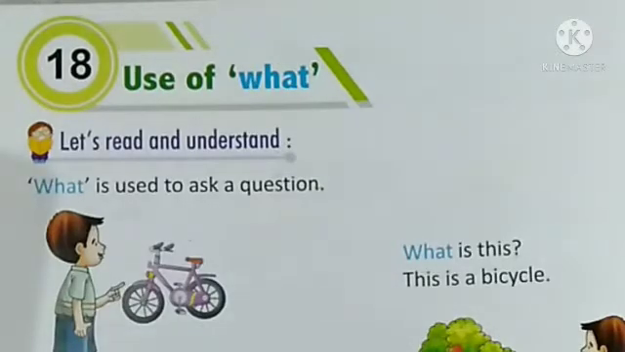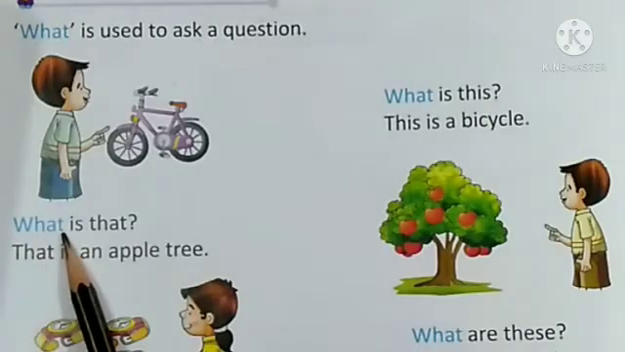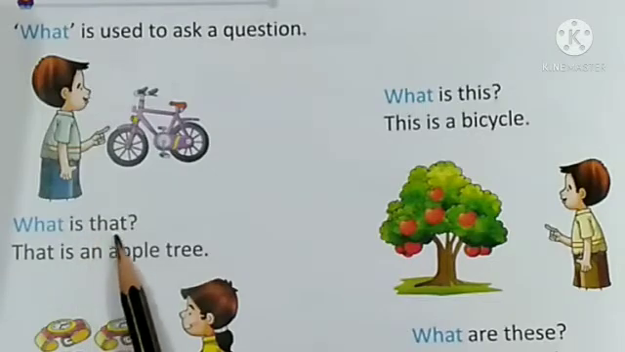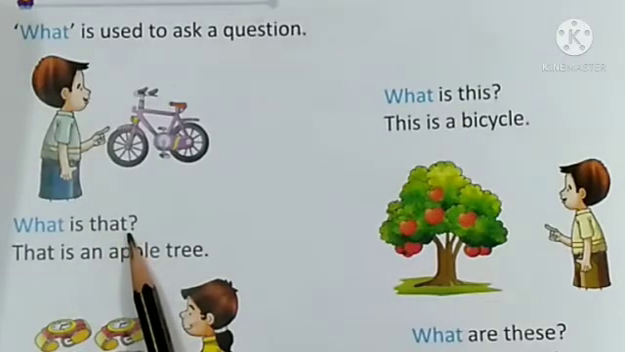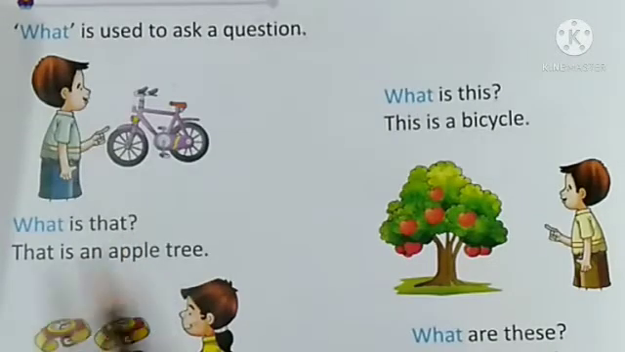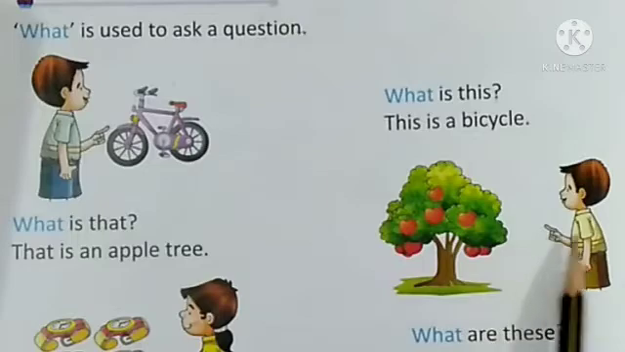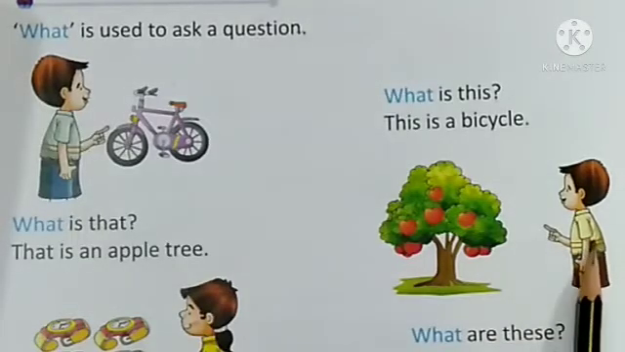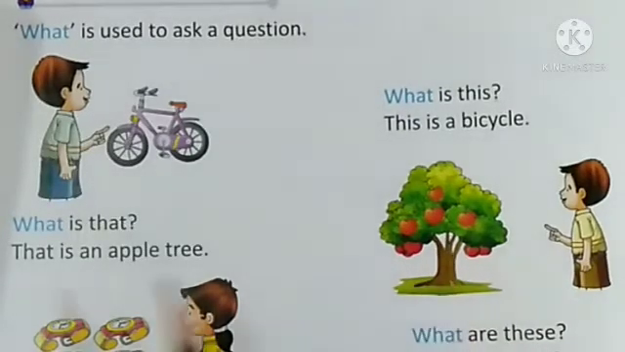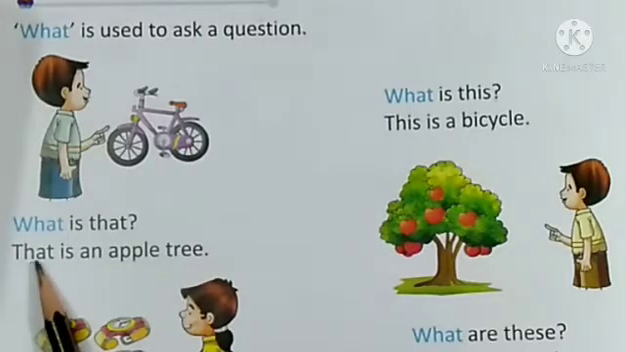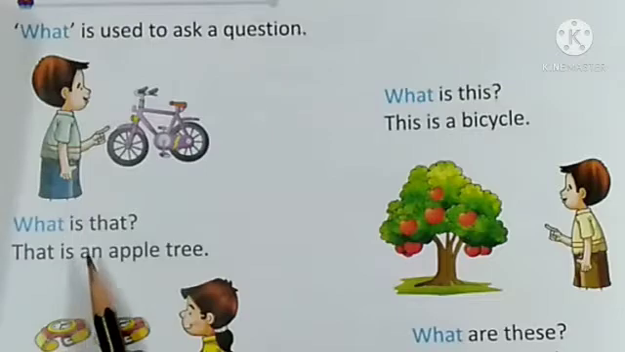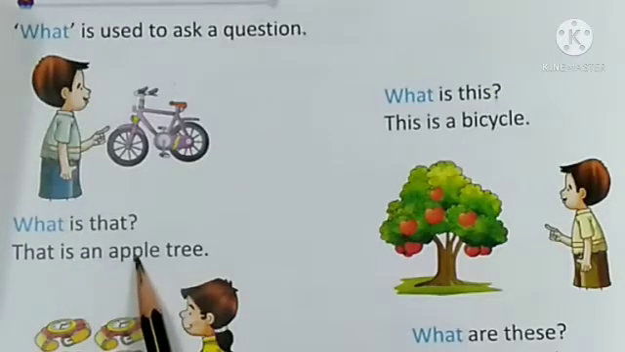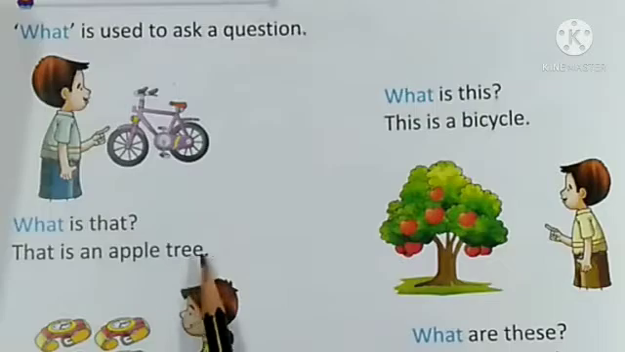All of you put pencil here. What is that? This is a question mark. What is that? Okay. This boy is asking, what is that? That is an apple tree. That is an apple tree.